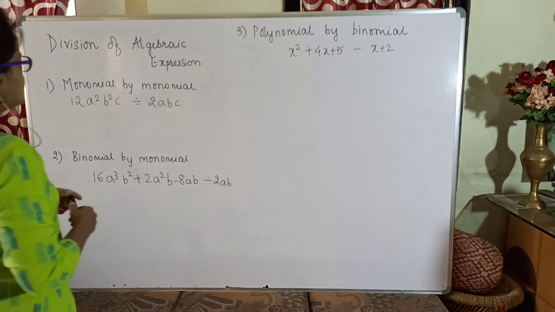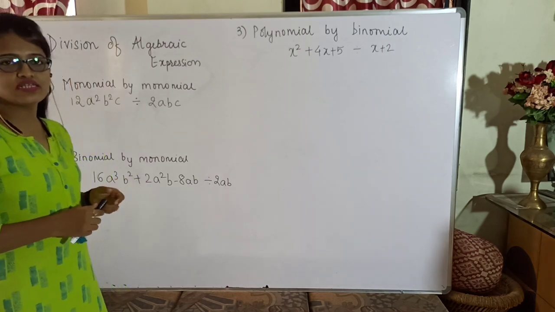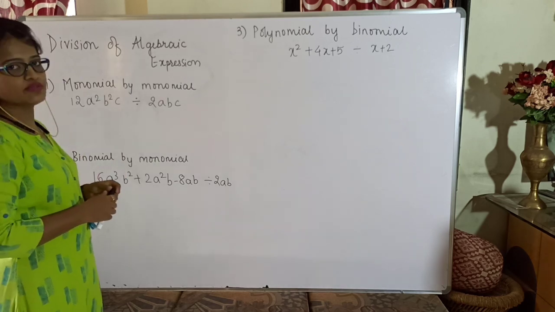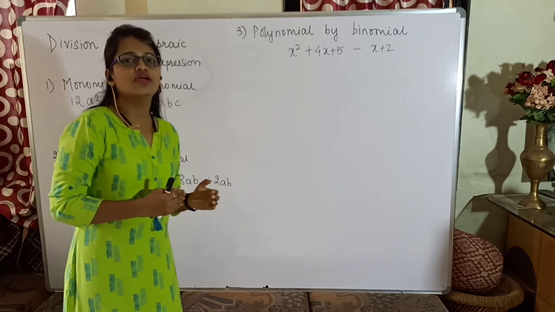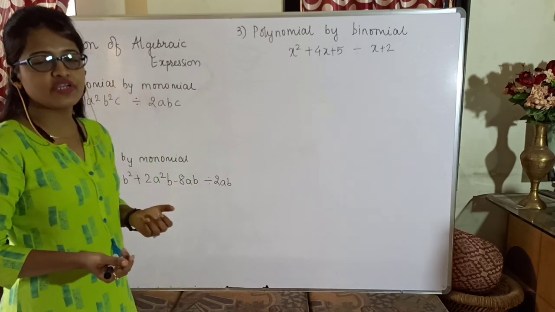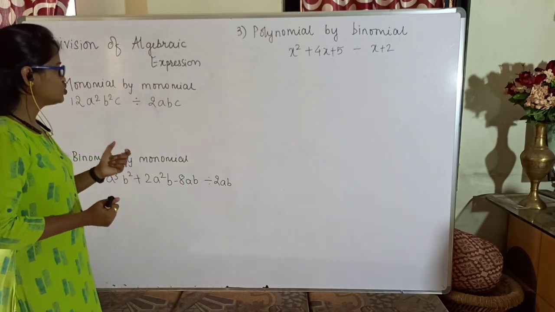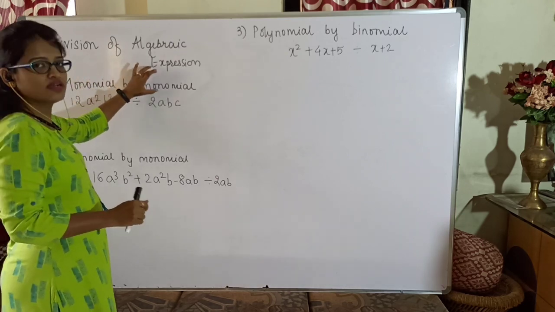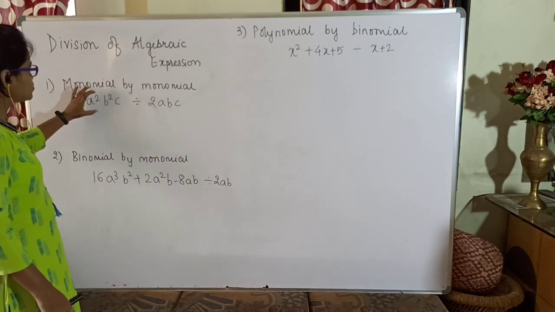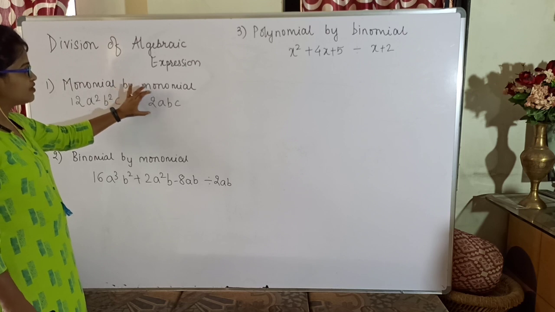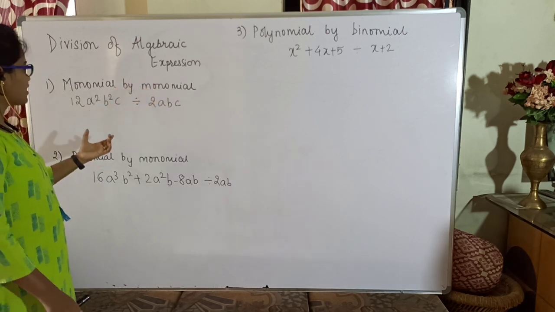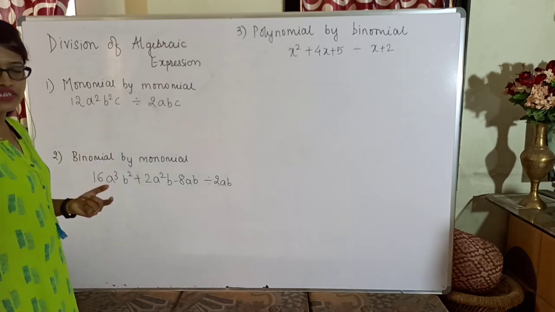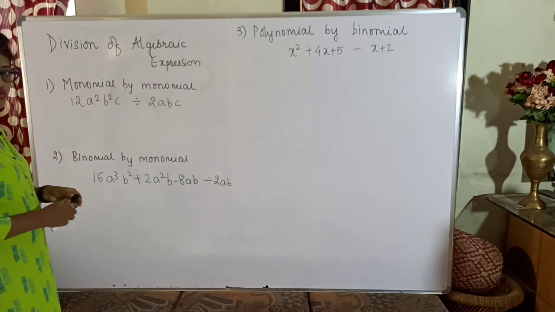Now let us see how to divide an algebraic expression. Whenever you are dividing an algebraic expression, there are different types depending upon the number of terms. First of all, we will be looking at how to divide a monomial by another monomial. So 12a square bc has to be divided by 2abc. As you can see, both the expressions have only one term in them, so definitely they are both monomials.